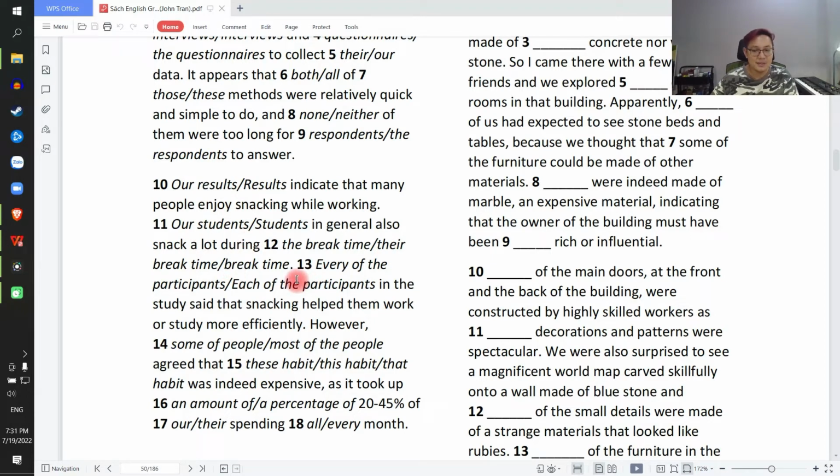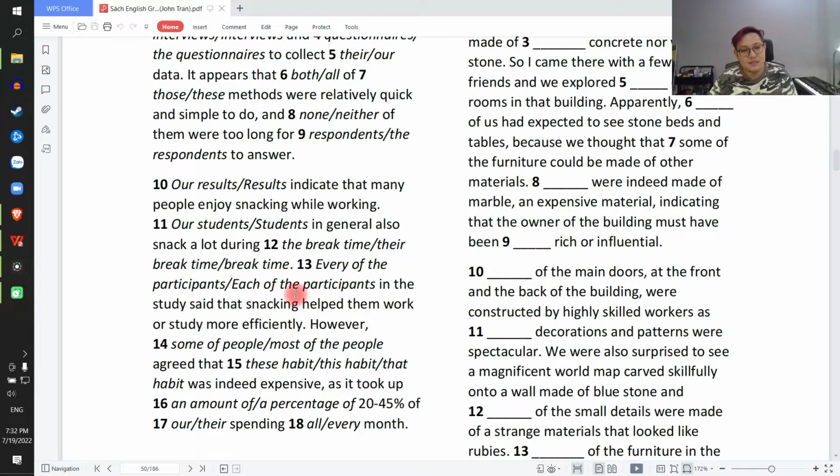Cái số 12 này mình muốn nói về thời gian nghỉ ngơi nói chung thôi, không có the đằng trước. Nhưng mà chúng ta có thể dùng break time hoặc là their break time nếu mà muốn nói rõ ra là break time của ai. Đó là break time của những người sinh viên này là nói chung nè. Cái số 11 này cũng là sinh viên nói chung, cho nên là students thôi. Students in general also snack a lot during their break time or break time.